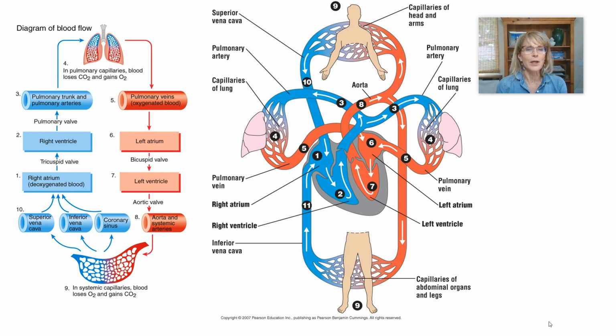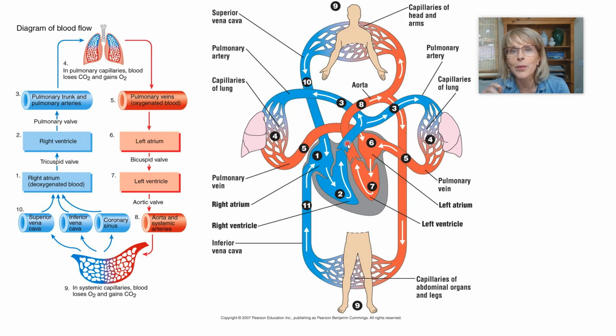Let's go over this one more time. The path of blood flow. So we're going to start with blood here in the right atrium. From the right atrium, it's going to go into the right ventricle, and then it's going to go out through the pulmonary trunk into the pulmonary arteries.